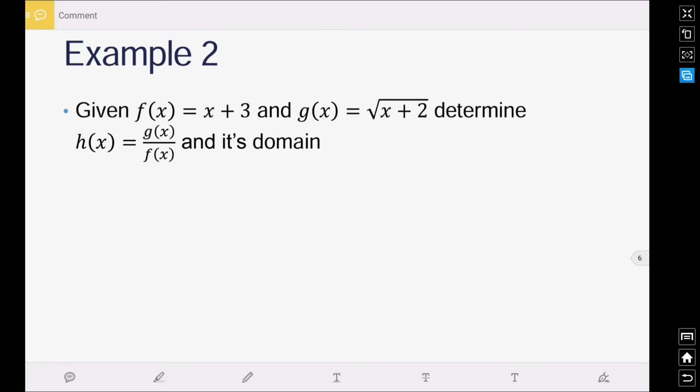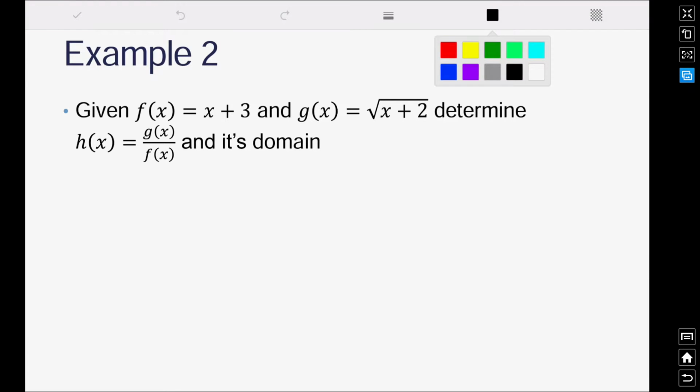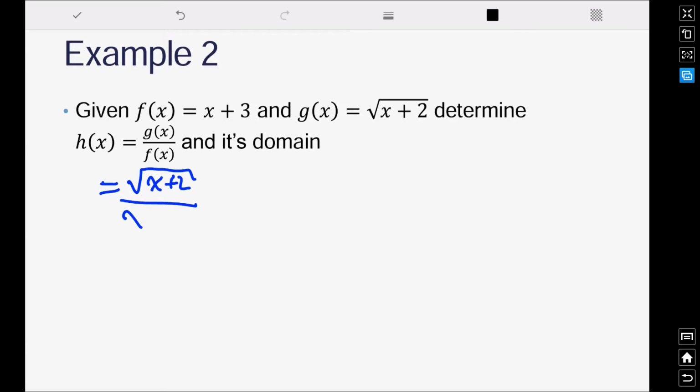Let's get started. Let's switch to a different color. So g of x is square root of x plus 2. f of x is x plus 3. We can't really simplify it any further, so we just leave it as it is. There's my h of x. Now domain. The domain has to be in a spot where both f of x and g of x exist. So let's take a look at g of x first.